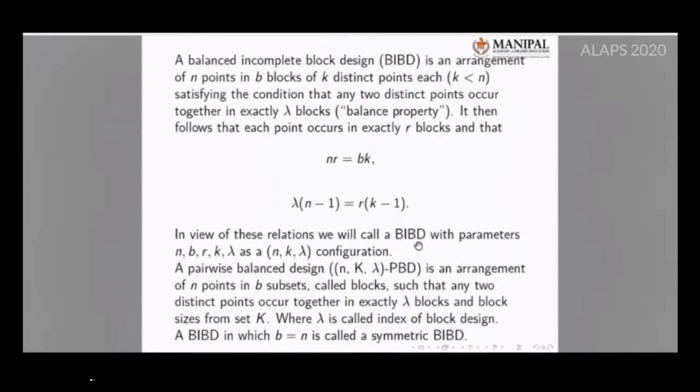It's an arrangement of n points, again, subsets called blocks, such that any two distinct points occur together in exactly lambda blocks, and blocks of sizes from a set K. So here in a BIBD, all blocks are of the same size K, whereas here the block size may differ, but the rest of the conditions remain the same. And one more thing we would like to notice: a BIBD is called a symmetric BIBD when B equals n, that is, the number of points equals the number of blocks.